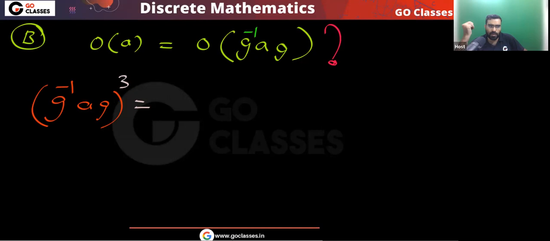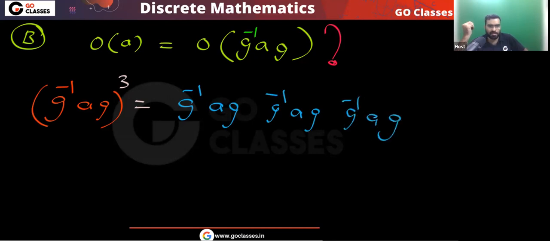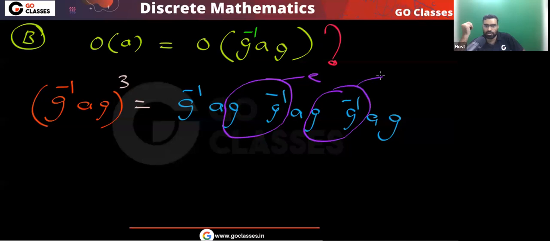What will that be? Power 3. That power 3 will be like this: G inverse AG, G inverse AG, G inverse AG. Now you can see, what is this? This is an identity element. This is also an identity element. So what you got? You got G inverse A power 3 G. Is this point clear?